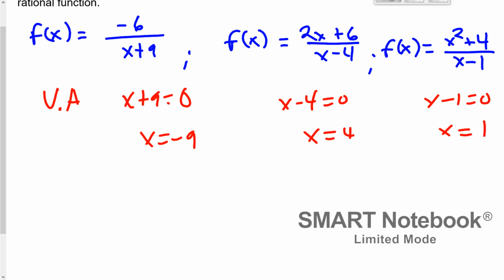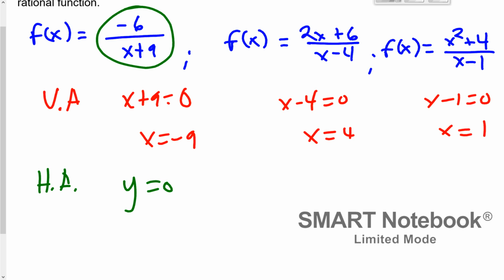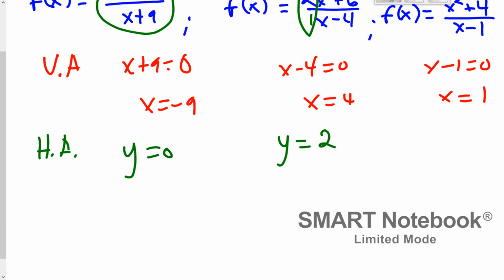Now horizontal asymptotes: we look at the degree of the numerator and the degree of the denominator. This degree of the denominator is bigger, right? So that is y equals 0. This one, they are the same, so it's my lead coefficients, 2 over 1, so y equals 2. This one, the numerator is bigger, so then we would have to actually divide those, right?